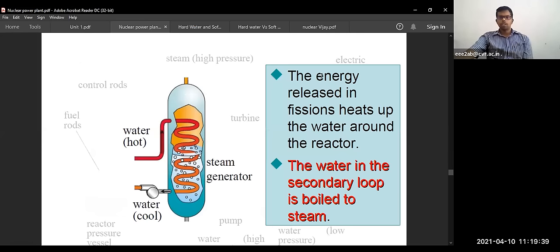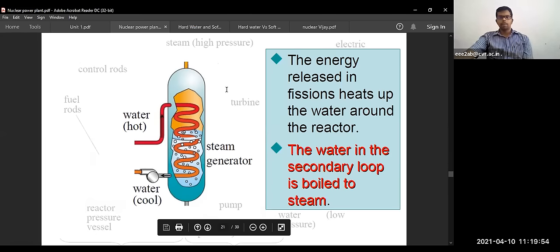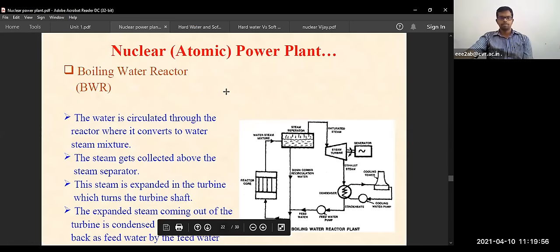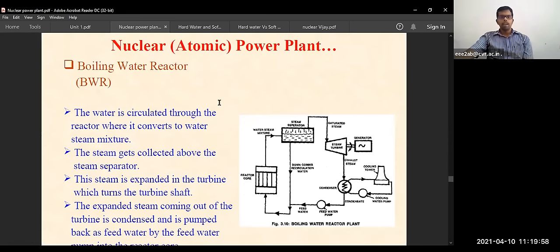Also, the energy released in fission heats up the water around the reactor. The water in the secondary loop is boiled and converted to steam. This is each and every part I'm explaining. Yes, this is the boiling water reactor.